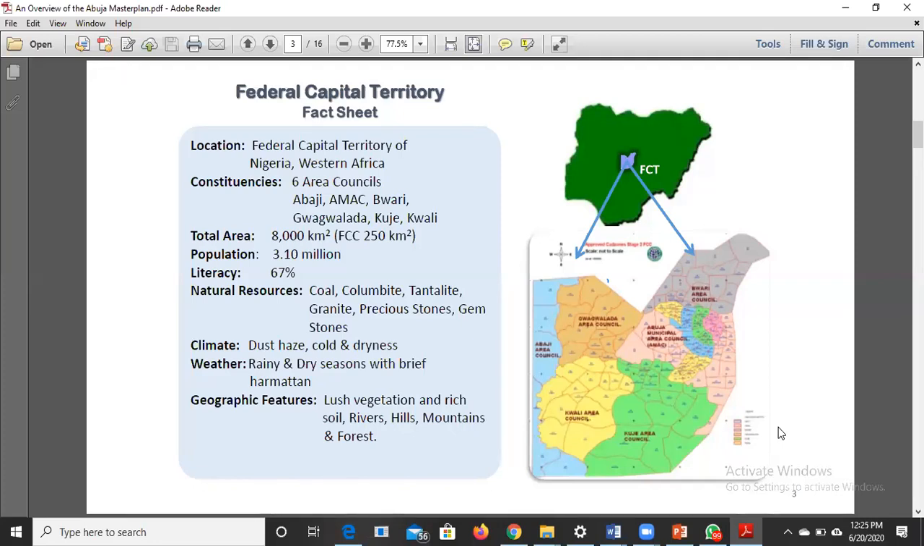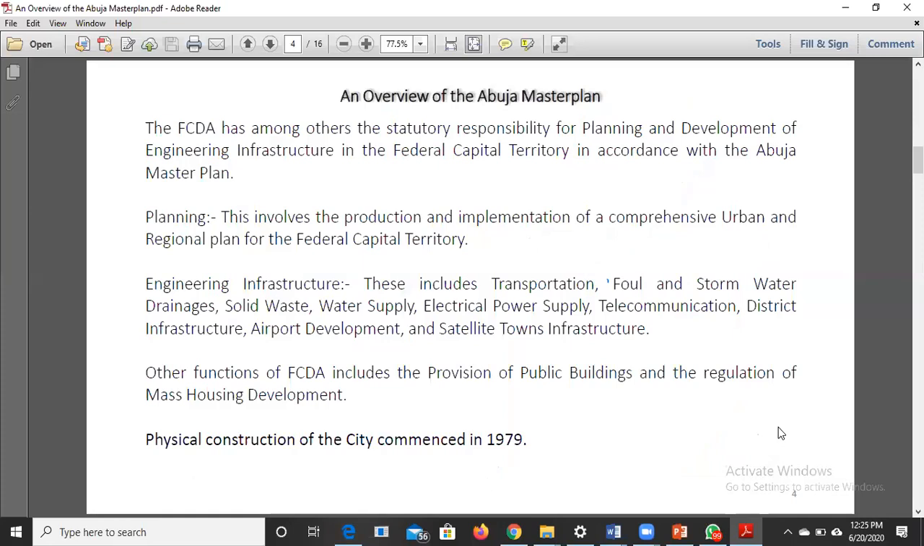And we now move on. When FCDA came on board, the first thing the FCDA board did was to commission planners to design and provide a suitable master plan for the city. The planners, as we know, are International Planning Associates.